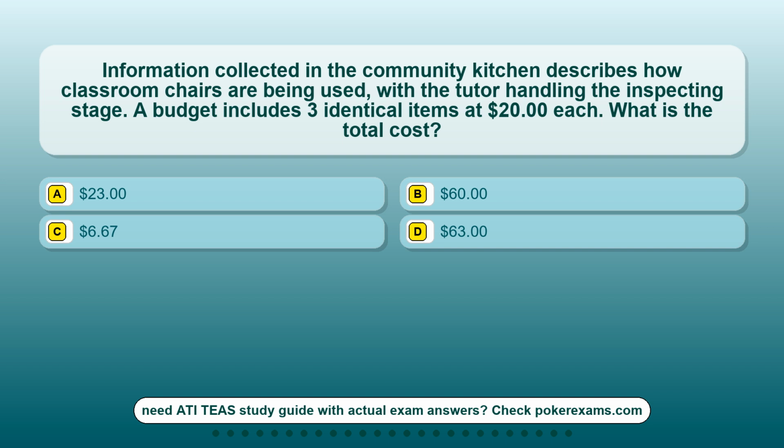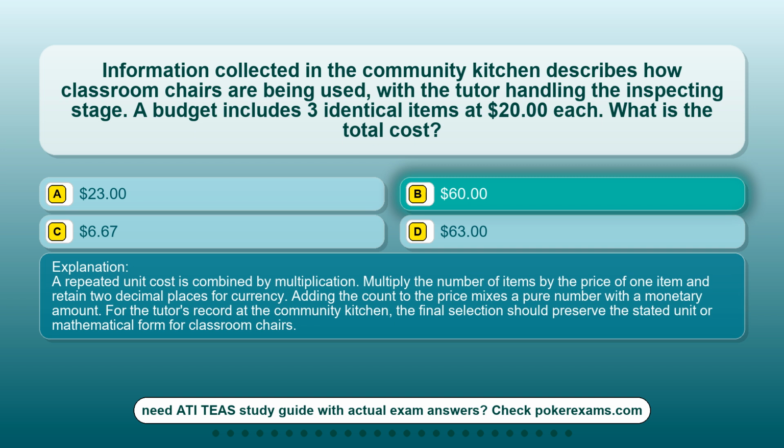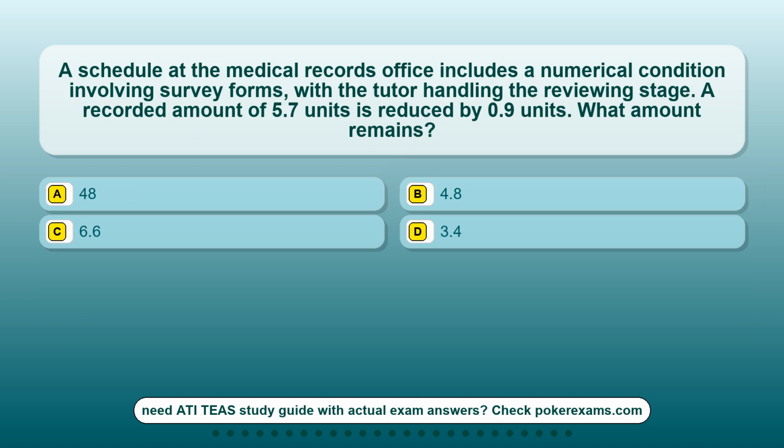Option C, $6.67. Option D, $63. The correct answer is option B, $60. A repeated unit cost is combined by multiplication. Multiply the number of items by the price of one item and retain 2 decimal places for currency. Adding the count to the price mixes a pure number with a monetary amount. For the tutor's record at the community kitchen, the final selection should preserve the stated unit or mathematical form for classroom chairs.